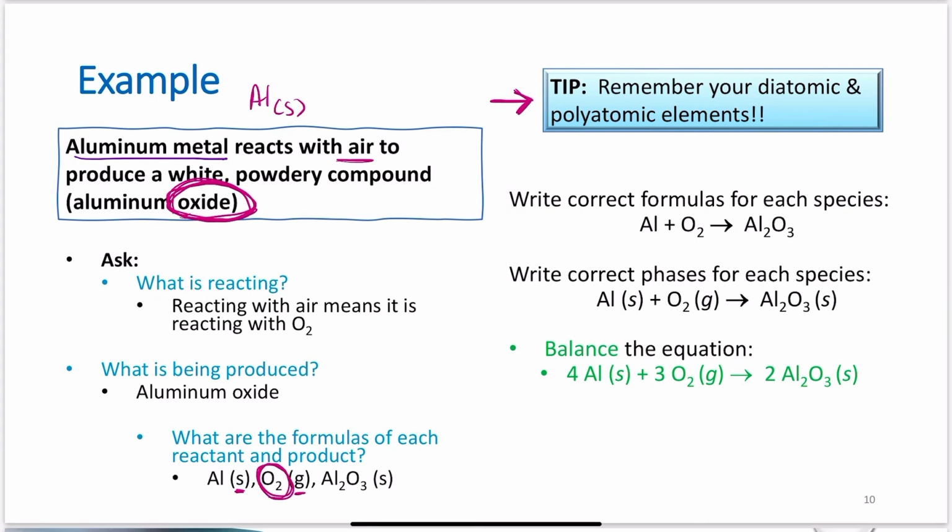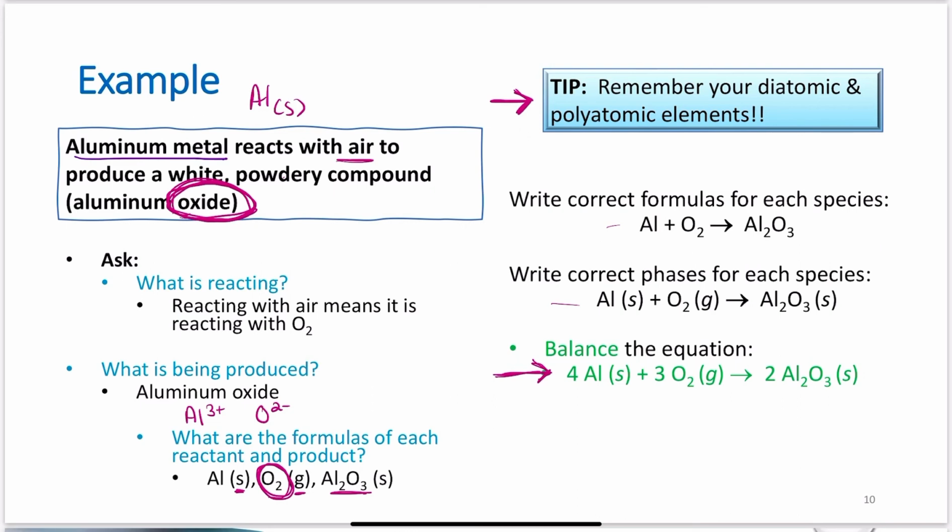And your product, aluminum oxide: aluminum can only be a +3 charge, and oxygen is always a 2- charge. So when I cross those charges, in order to get an electrically neutral compound, it must have the formula Al2O3. And this is a solid because it says it's producing a white, powdery compound. White and powdery is not going to be a liquid, nor a gas. White could be a liquid, yes, but that word powdery tells me it's a solid. So write the correct formulas for each species, check. Write the correct phases for each species, check. And then balance your overall reaction.